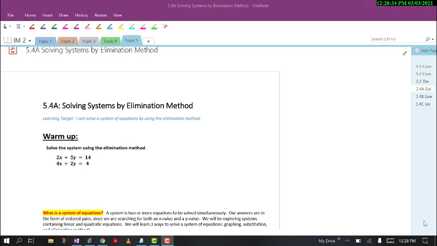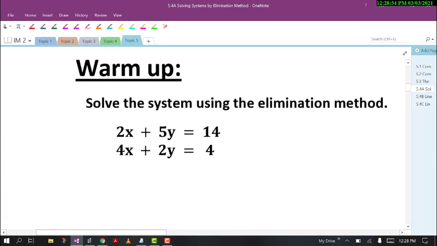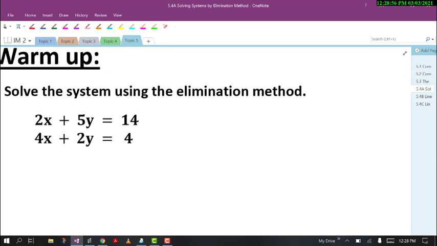Alright, we are going to start with a linear system right here, but we are going to solve systems of equations using quadratics and linear, so our parabolas and our lines. But for right now, the warm-up, just talking about two lines there. 2x plus 5y equals 14, and 4x plus 2y equals 4. So solve the system using elimination.